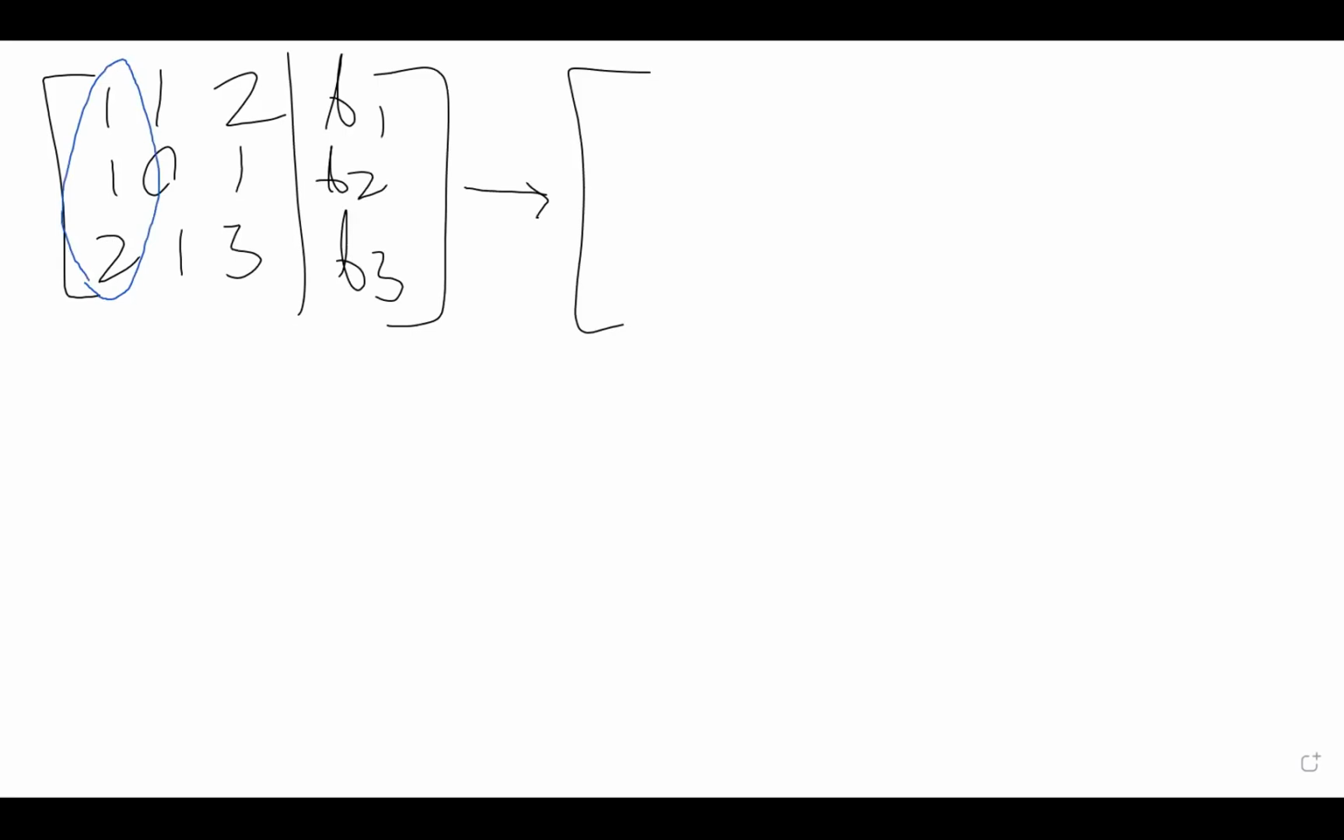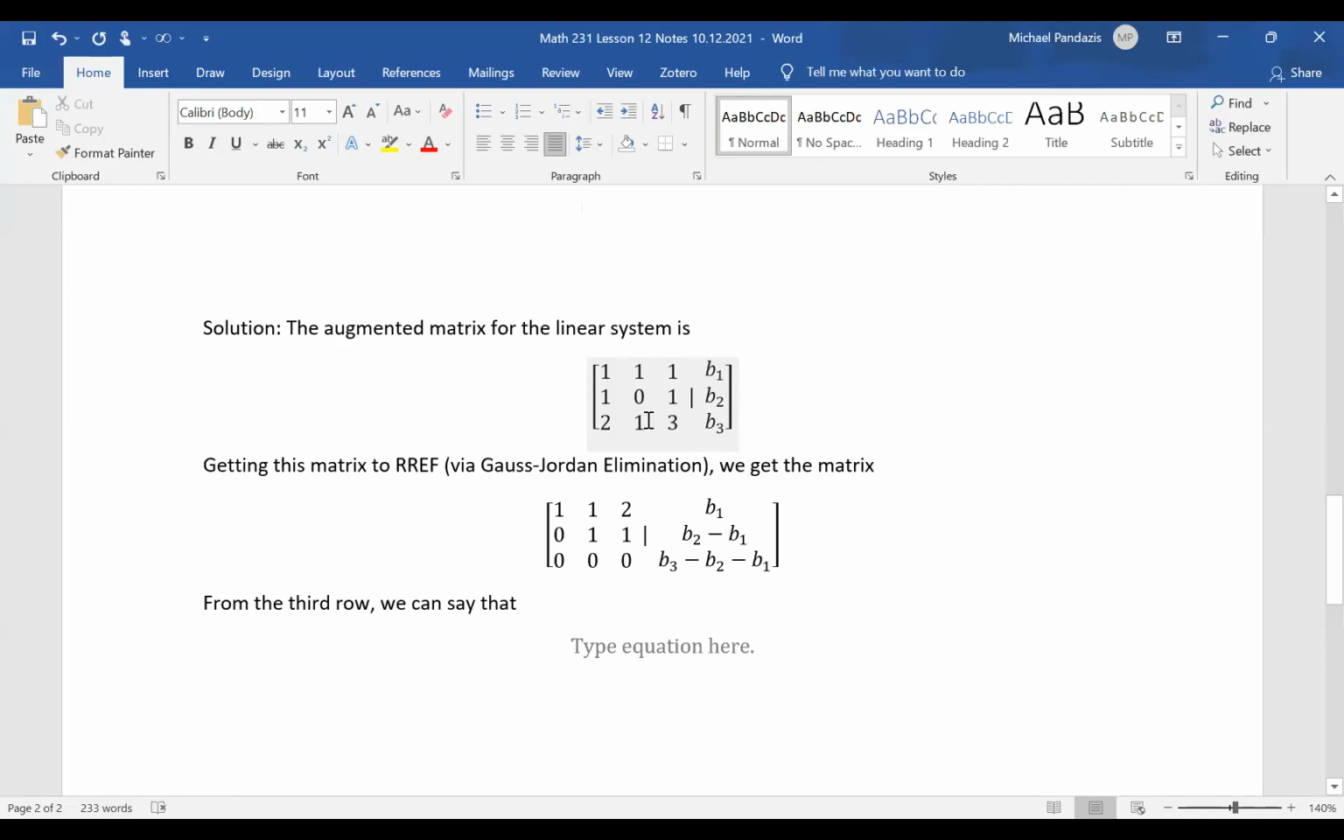Okay, 2 1 3. We're good. So that's the matrix in reduced echelon form, and the third row is telling you that B3 minus B2 minus B1 has to equal 0. Because the left side equals the right side, and the left side is 0 and the right side is that, you get that has to equal 0. And so there's your condition on the matrix.